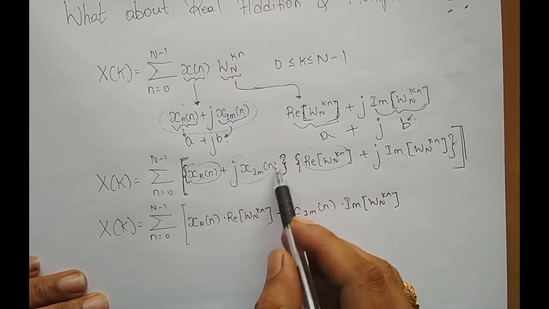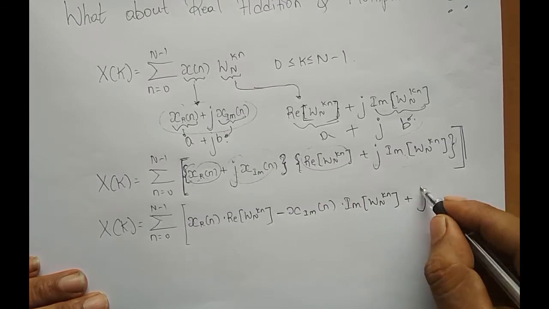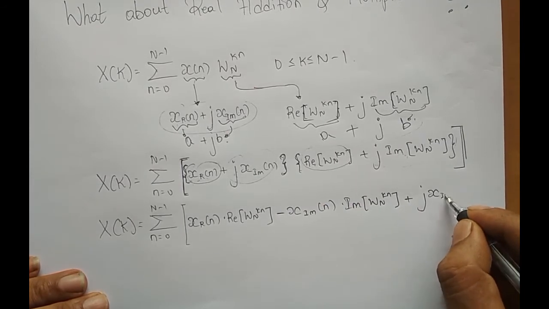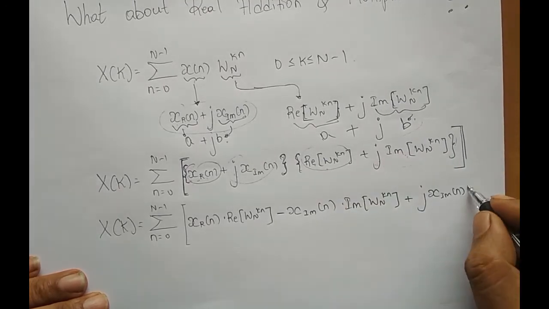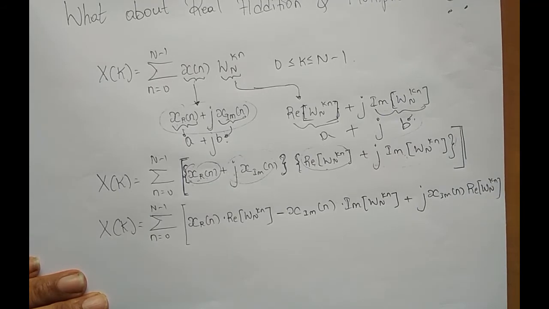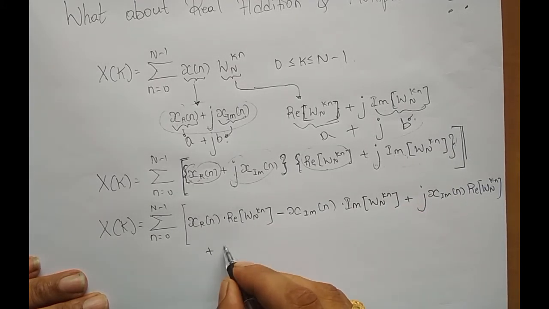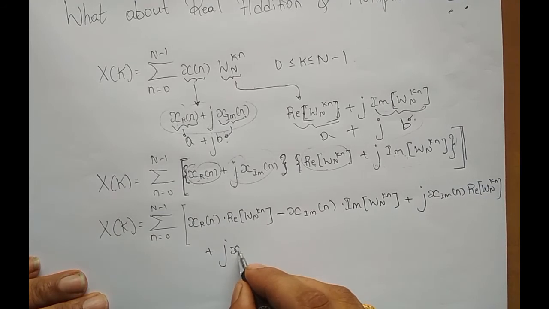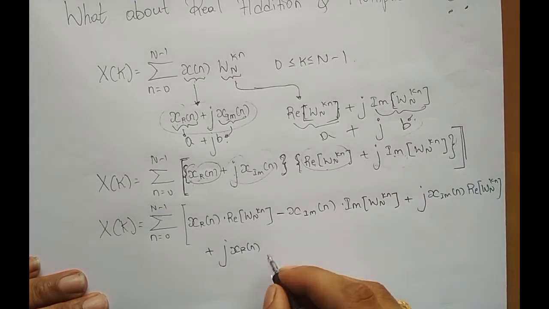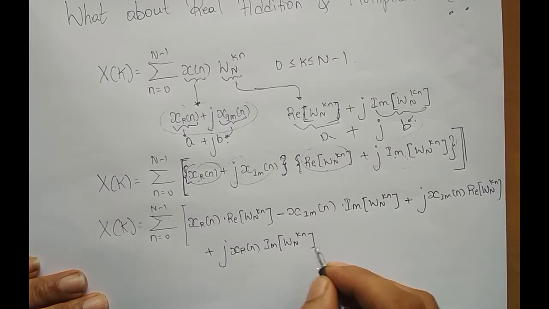Now what I will do, this multiplied with this, which is plus j into x imaginary of n into this real part of wn power kn, and one more left out term which is this with this, right? So plus j, I'll keep it here, x real of n into this term imaginary part of wn power kn.